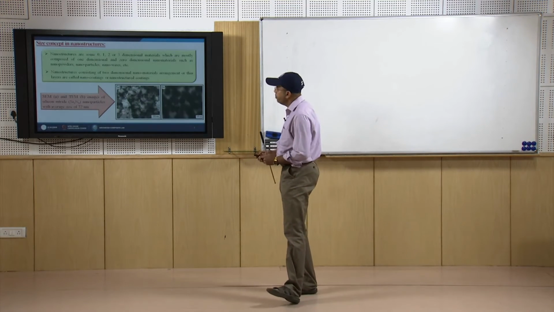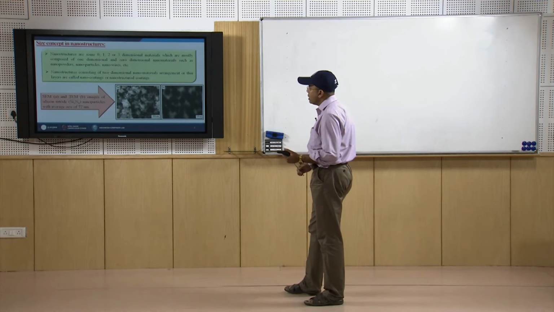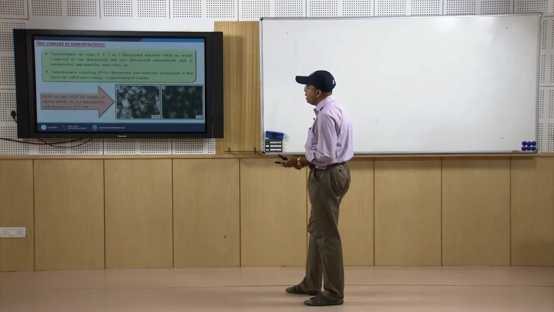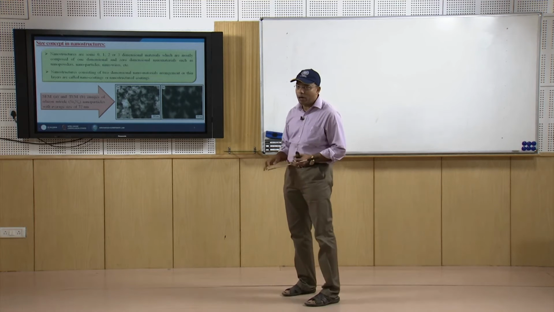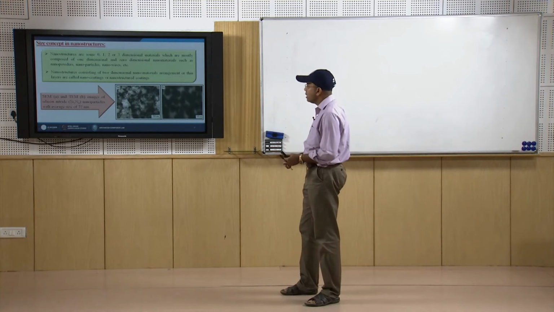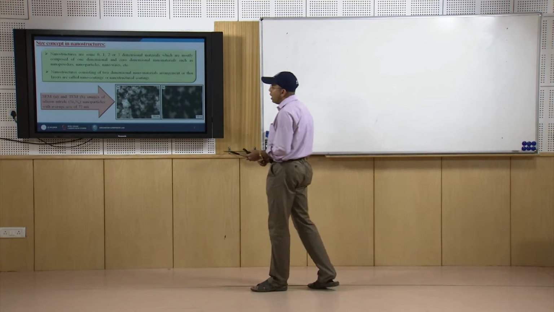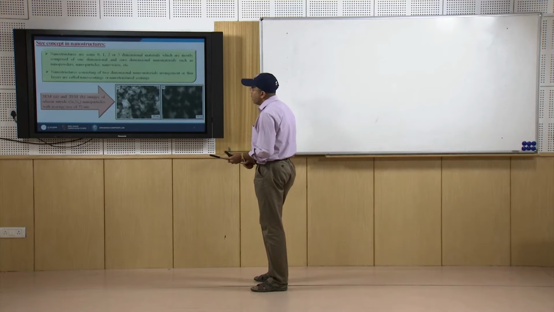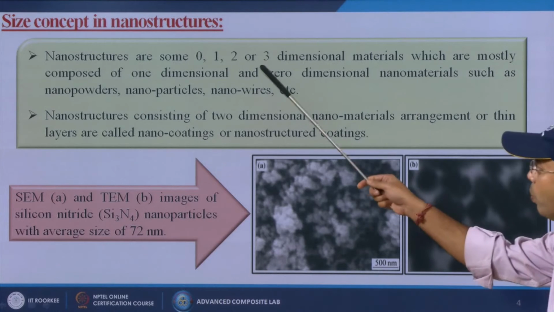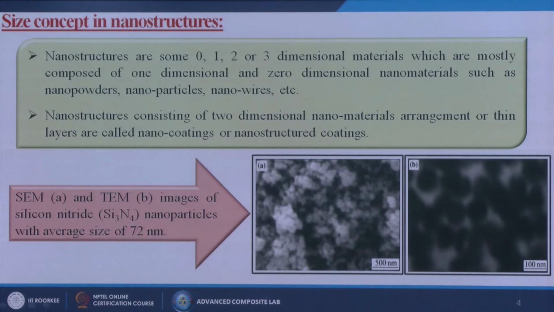Before starting, let us know how many sizes or dimensions are available for using this kind of nanomaterials for our requirement. Nanostructures are 0, 1, 2 or 3 dimensional materials, which are mostly composed of 1 dimensional and 0 dimensional nanomaterials such as nanopowders, nanoparticles, nanowires.